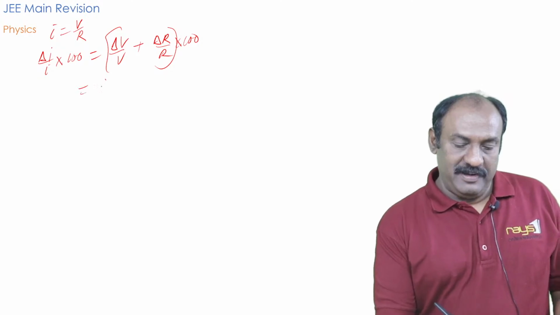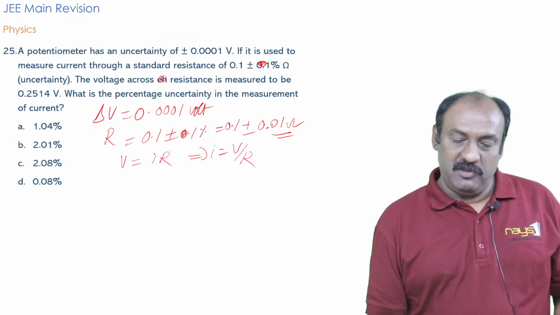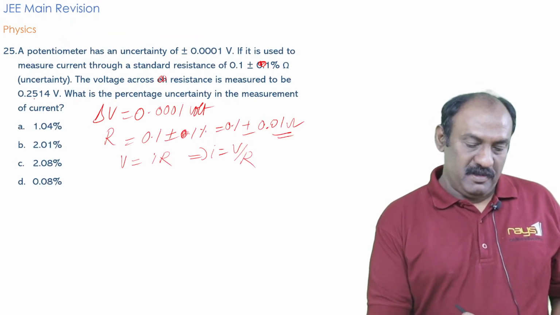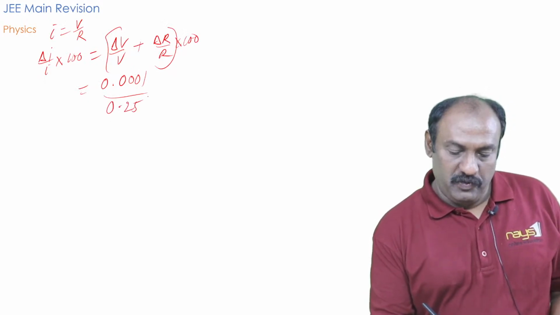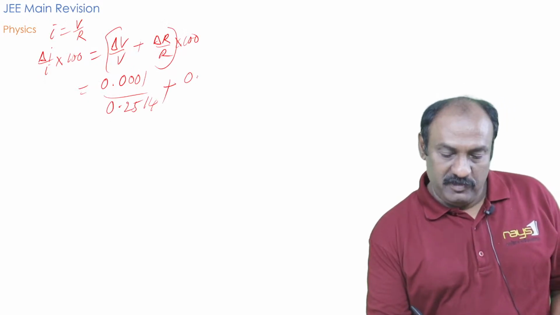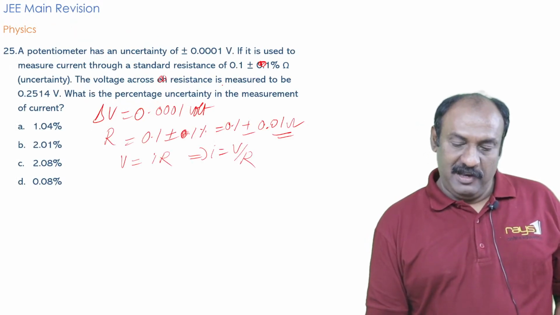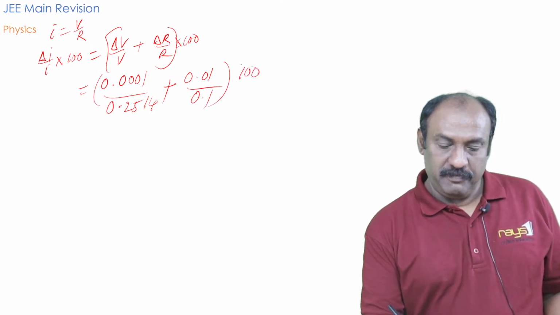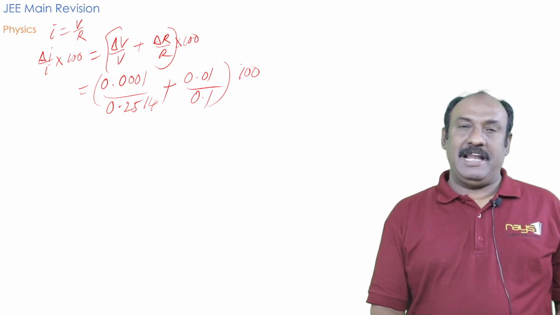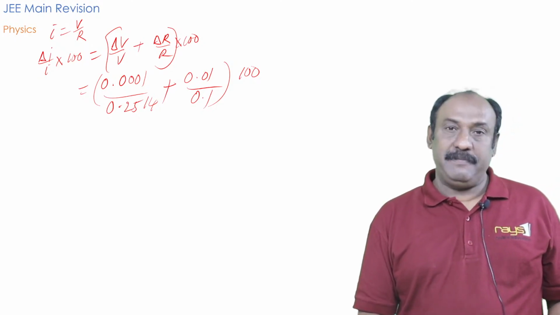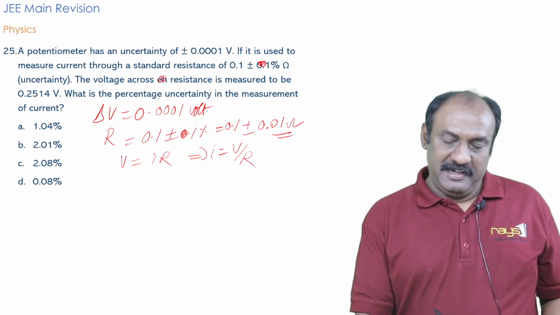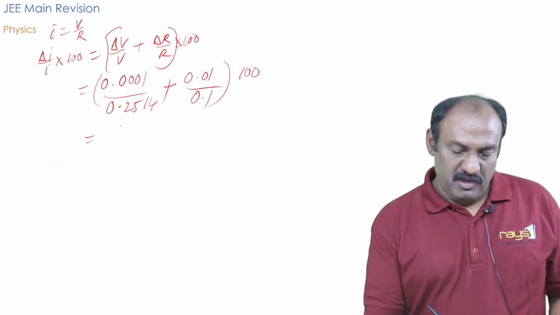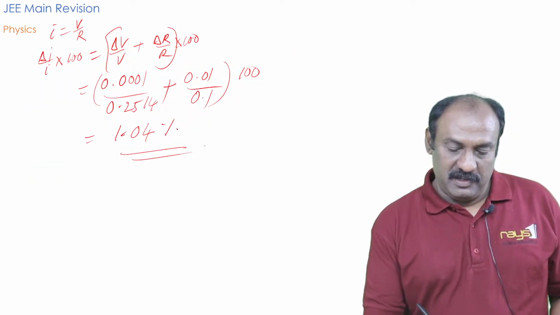So delta V is given as 0.0001, by the V value, which is 0.2514, plus the delta R value 0.01 by the resistance value, which is 0.1, into 100. So from this we can calculate the percentage of error in the measurement of current. What we want is the percentage of uncertainty in the measurement of current. After calculation we get 1.04% as the answer for question number 25.